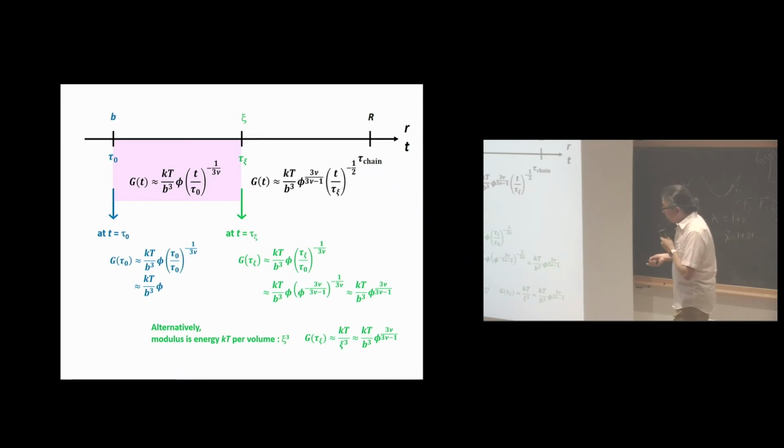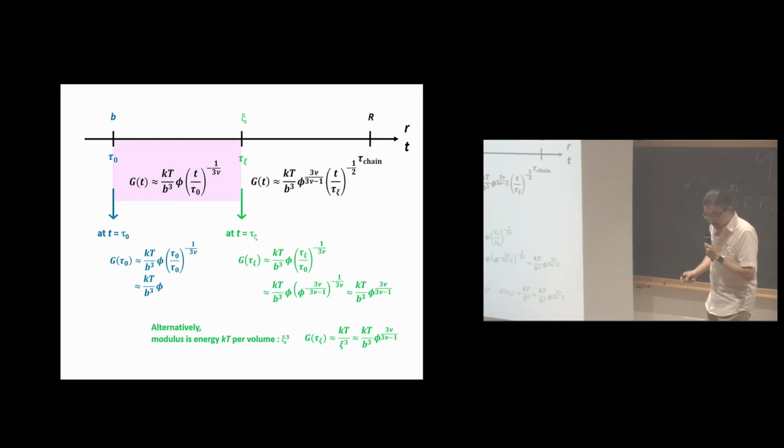Or more simply, the modulus is in fact energy kT per volume considered, so the volume here at the correlation length is xi cube. So simply kT over xi cube works to give the same relationship.